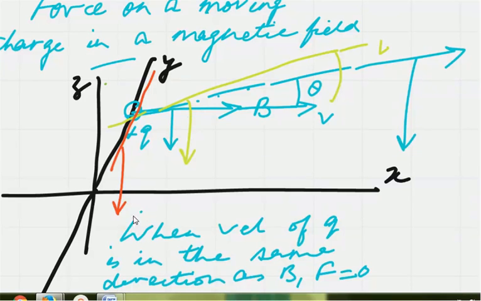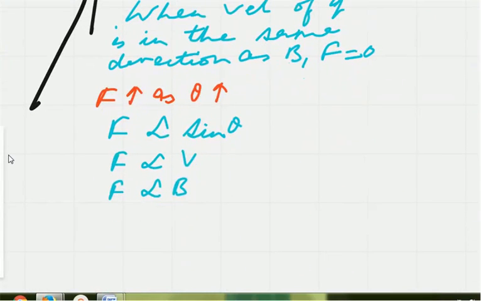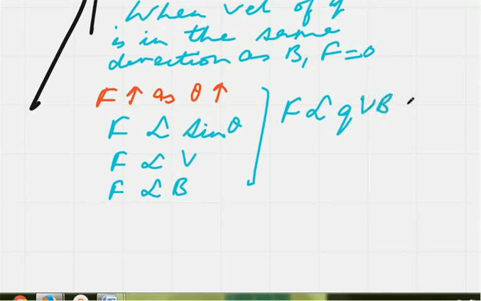So in a magnetic field, a moving charge will experience a force. If the charge is stationary, there will be no force. I can summarize this as F is proportional to Q V B sine theta. We will see that force is also proportional to charge Q. Now we choose the units in such a way that our proportionality constant becomes equal to 1. So F is Q V B sine theta.